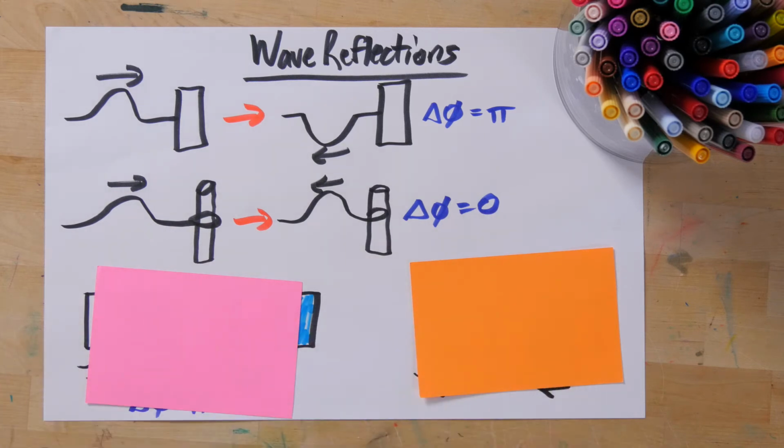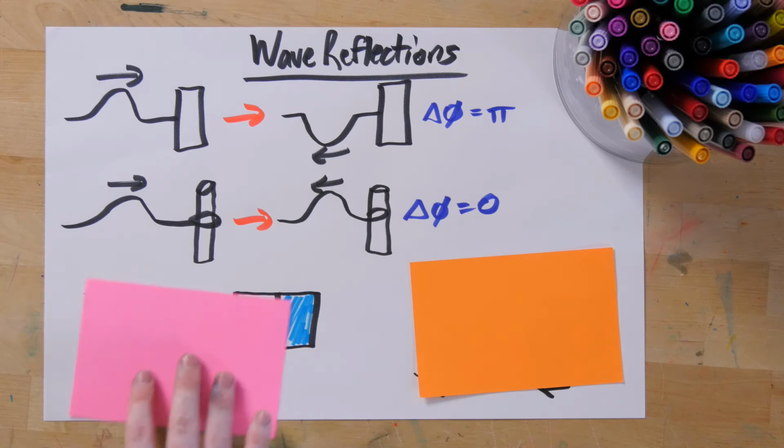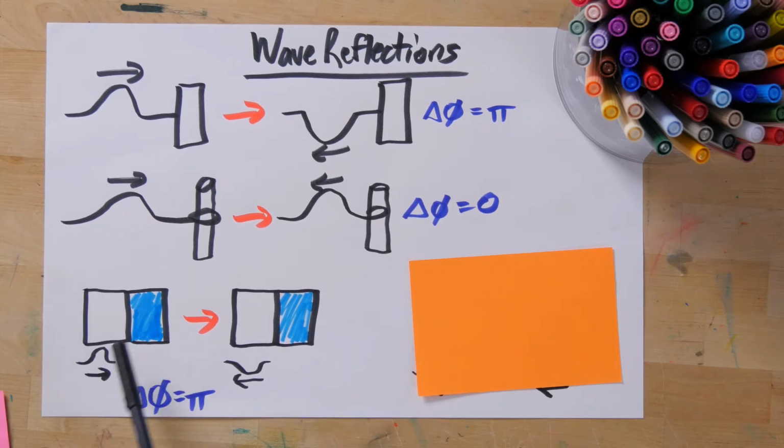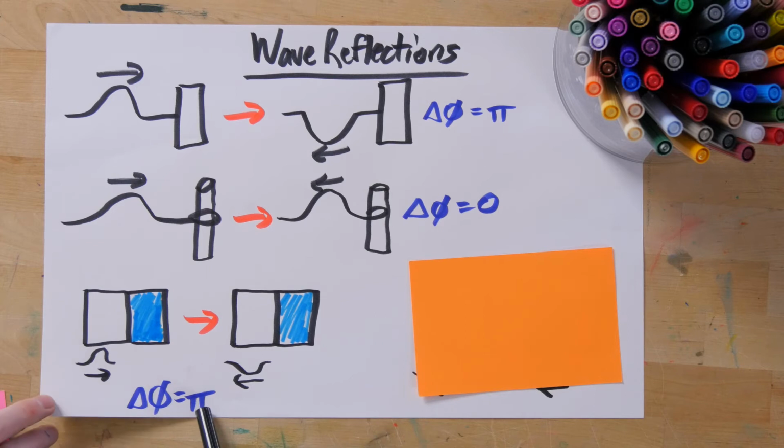A similar idea actually happens when you move from one medium to another. When light travels from air to water, for example, a light medium to a heavy medium, we see an incoming wave go in and get reflected backwards, or flipped, so that it has a change in phi of pi.